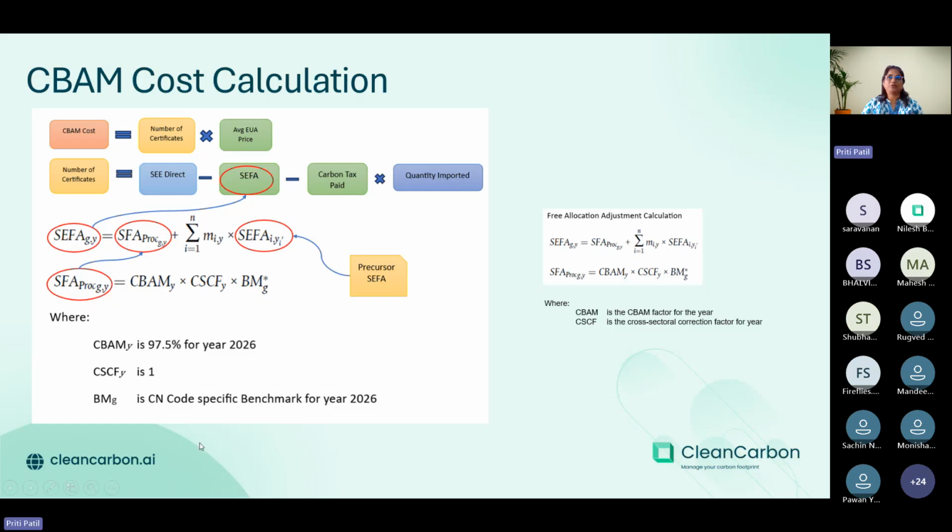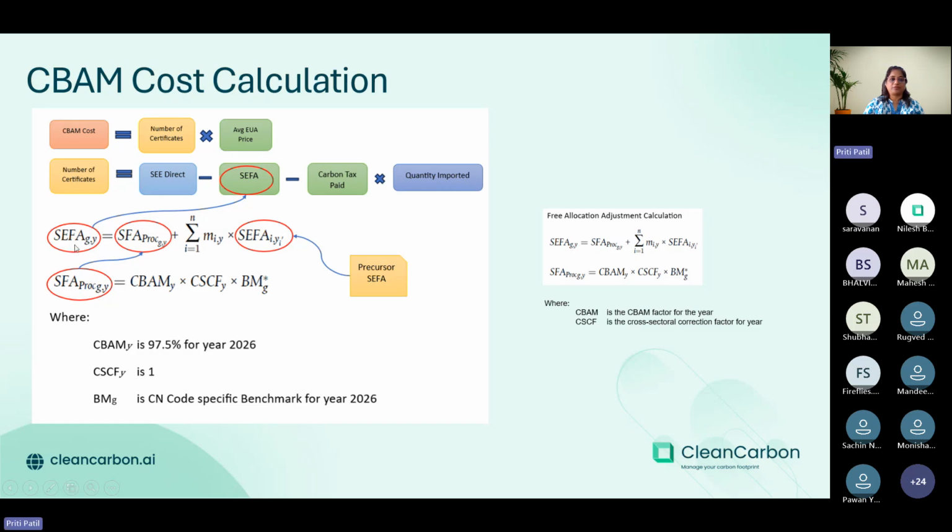Similarly, benchmark values are getting reduced every year. So your benefit of free allocations will get reduced year by year, and in 2030 it will be 0. This amount will be 0 in 2030. Right now, for 2026, we have these benchmarks available. So this is very important while calculating this specific embedded free allocation.